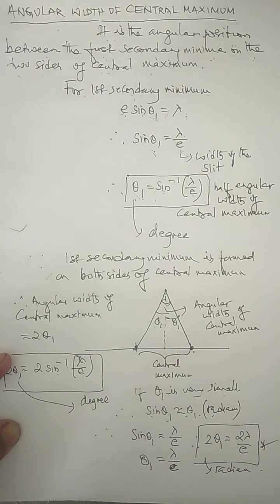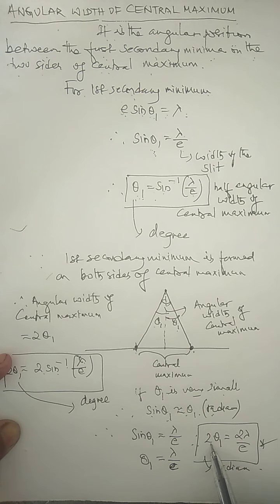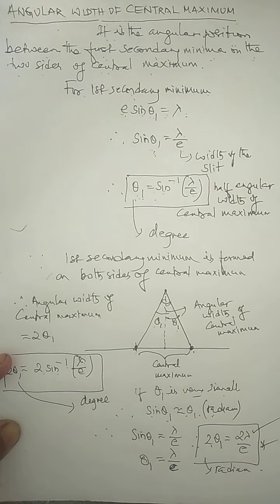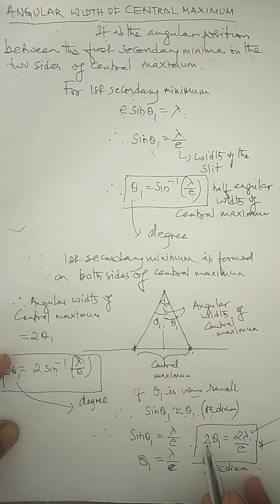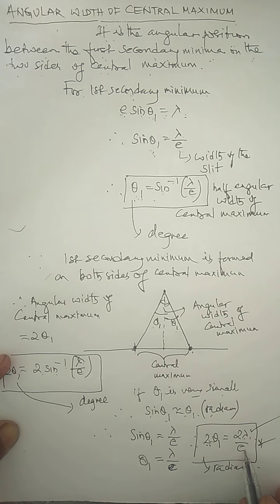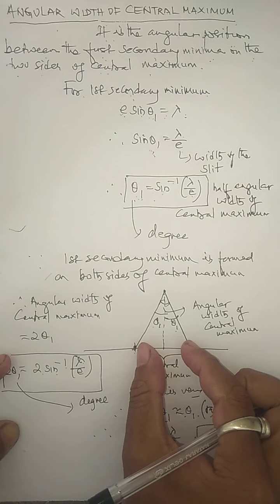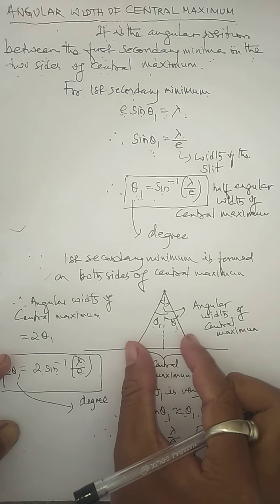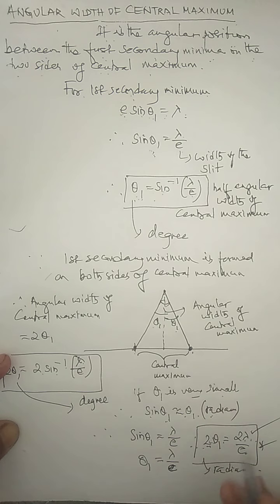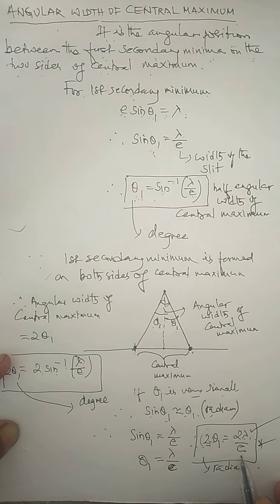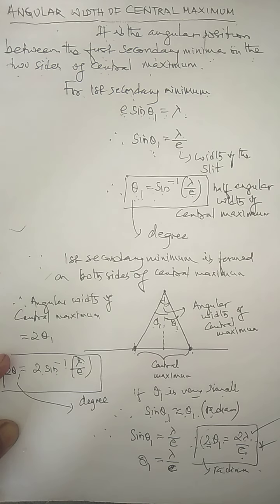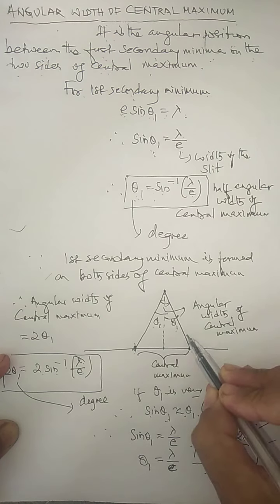Now from here I can make a conclusion. Angular width of central maximum increases when the wavelength of light increases, meaning angular width and wavelength are directly proportional to each other. Similarly, angular width of central maximum is inversely proportional to a, the width of the slit. If you take the width of the slit smaller, the angular width is more, which means your central maximum becomes broader. So the angular width can be increased even by decreasing the width of the slit. That's why angular width of central maximum depends upon the wavelength of the incident light and even the width of the slit.